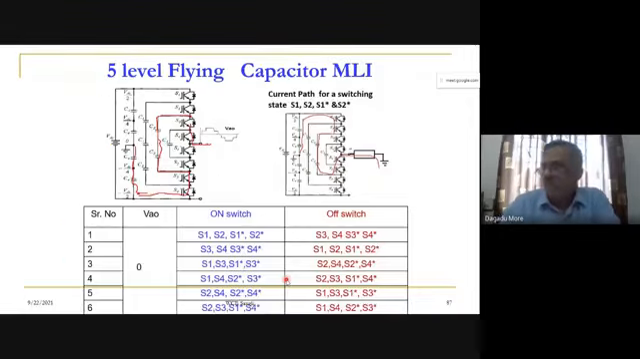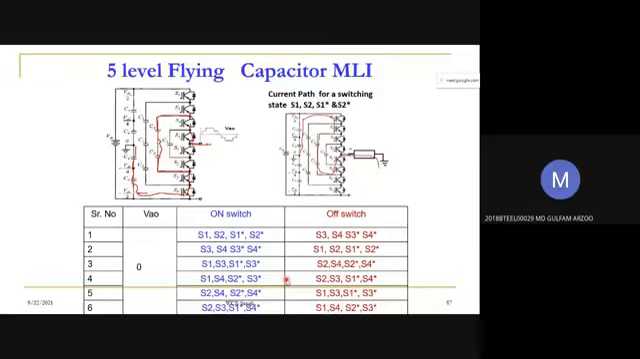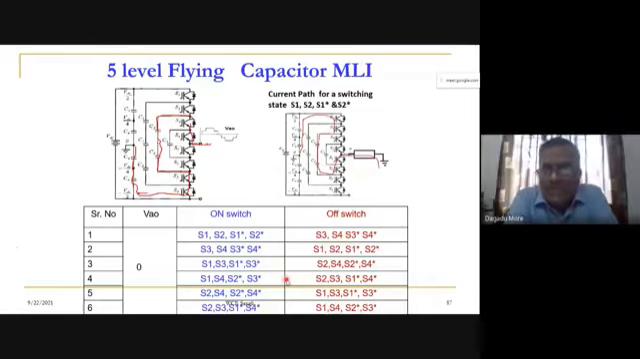Any questions? Sir, how do we ensure that each capacitor has a voltage of VDC by 4 across it in the 5-level multi-level inverter? Okay, so that is the main question, is it? Our control will be very complex. We have to simulate this, and we have to refer to the paper, whereas we are not taking the control of this particular 5-level flying capacitor multi-level inverter.